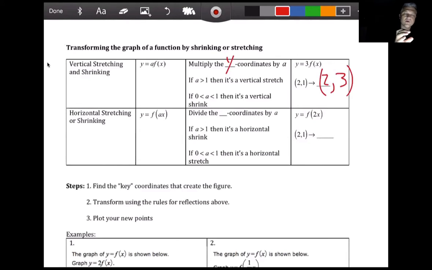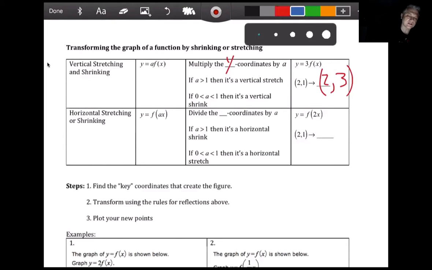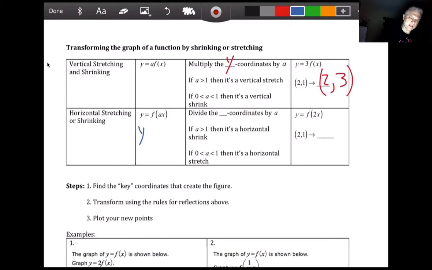Now, when the a, or the number, is inside the parentheses with the x, this one is where people sometimes get a little mixed up. Let's say that instead of y equals just f of x, it could be f of 6x, because up above we had y equals 6 f of x. If the 6, or whatever number it is, is inside the parentheses with the x, it's going to affect the x.